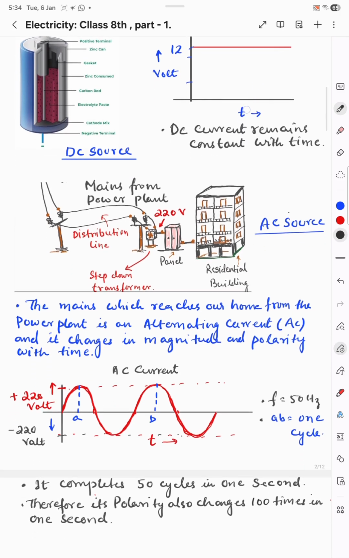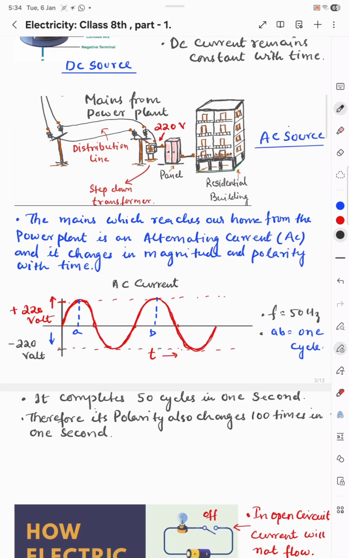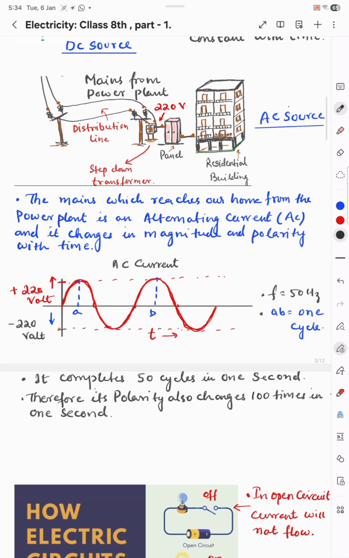Okay. So now the AC source is the mains which is supplied from the power plant. This is basically 220 volt which comes to our house. So in our domestic applications we use AC current with 220 volt. Now this voltage in the AC supply fluctuates from positive 220 volts to negative 220 volts, and due to this fluctuating voltage the current also fluctuates.